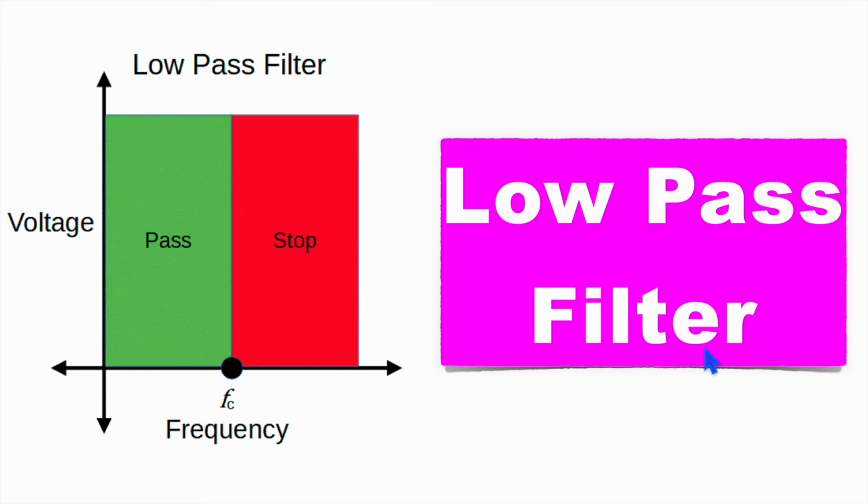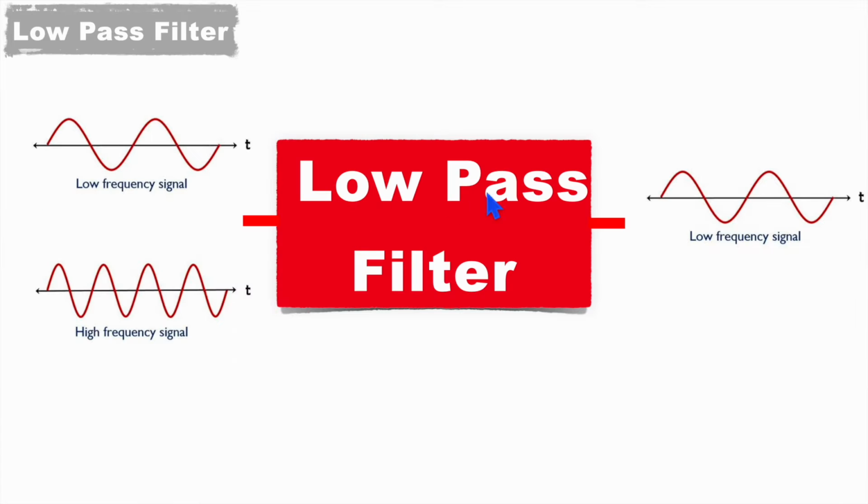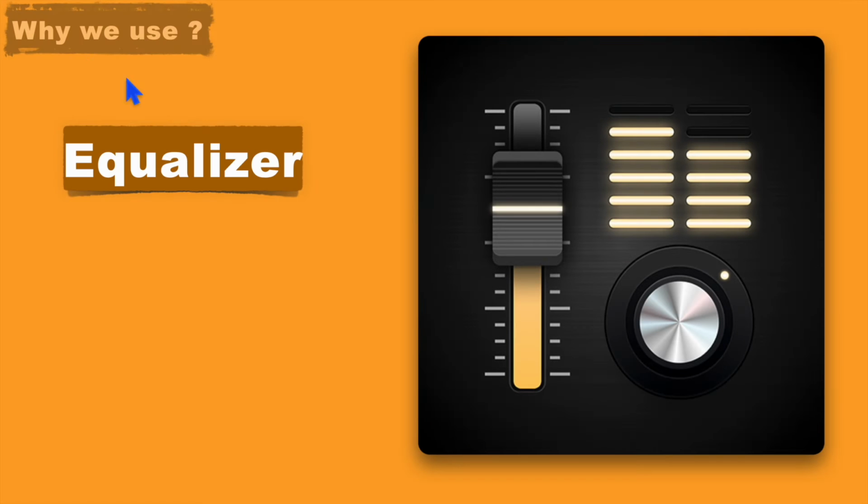In this video, we'll talk about the passive low-pass RC filter. As the name suggests, this filter will allow all the low frequency signals and block all the signals having frequency more than the cutoff frequency. In this diagram you can see this low-pass filter only allows the first low frequency signal and blocks the second, high frequency signal. The first question which comes is, why do we use it?